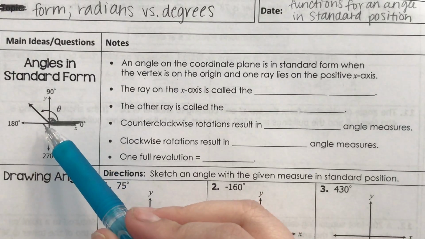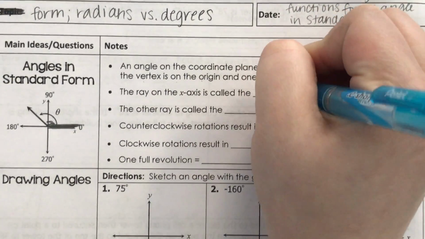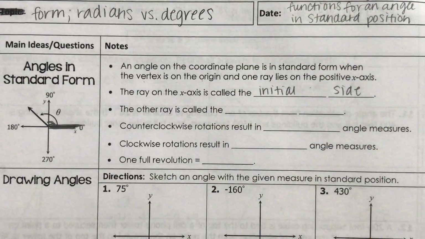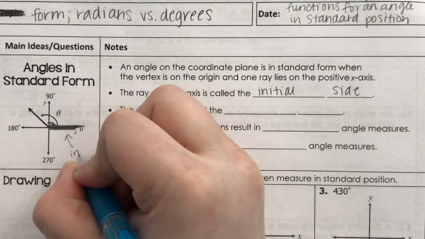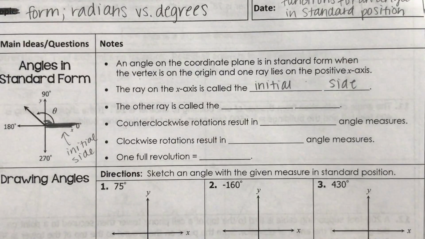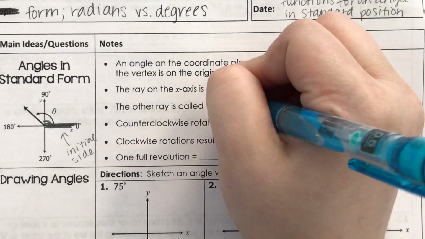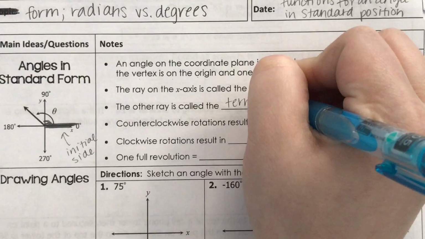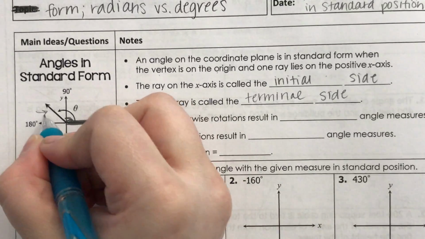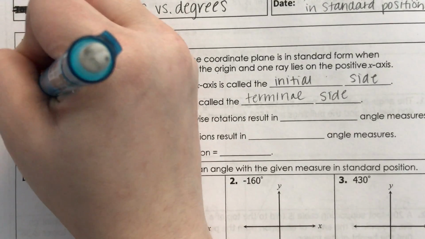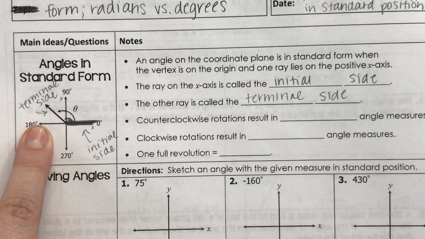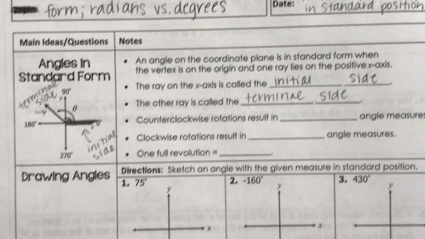The ray on the x-axis is called the initial side. We can draw a little point that says initial side. The other ray, this one over here, is called the terminal side. You can draw a little arrow to that too. Terminal side. All right, initial side, terminal side. It might help to put it in different colors.